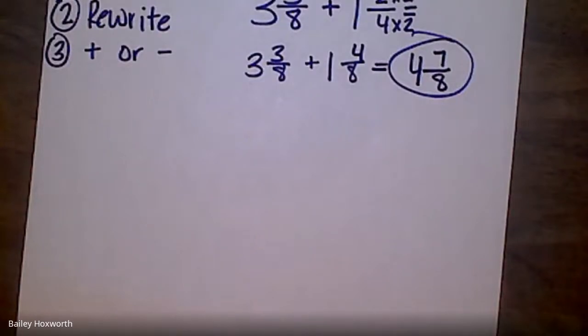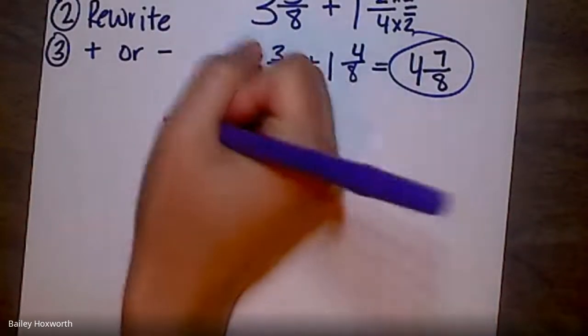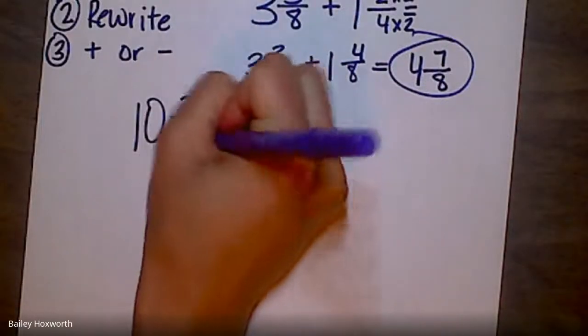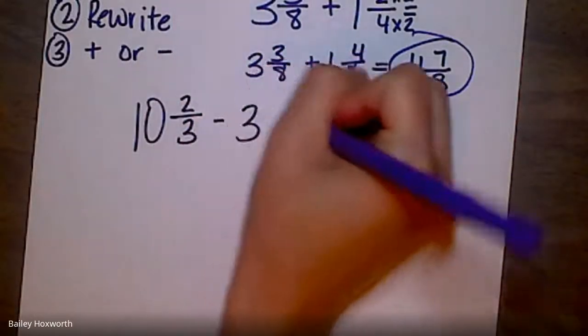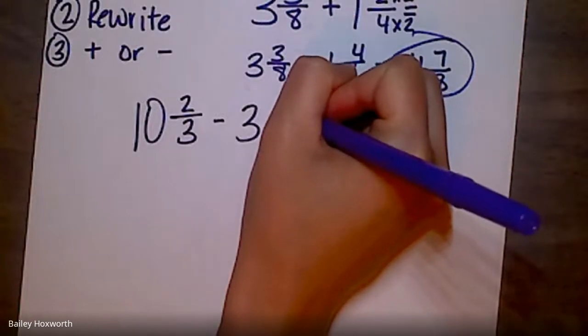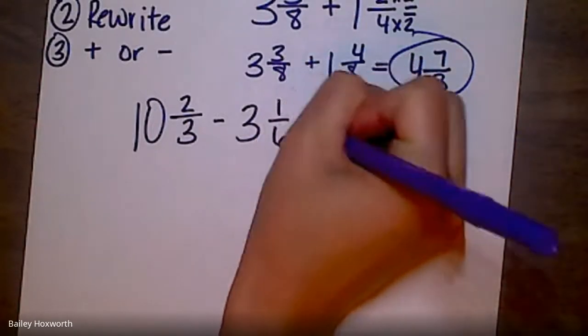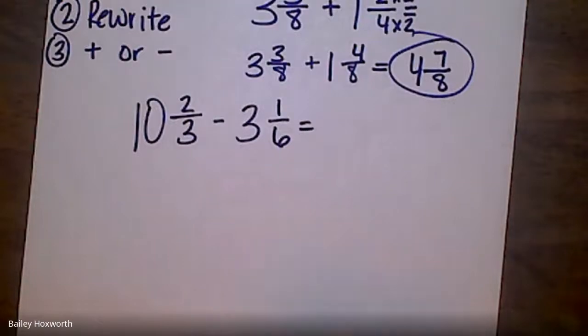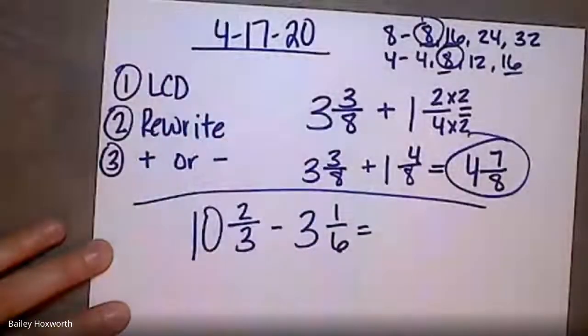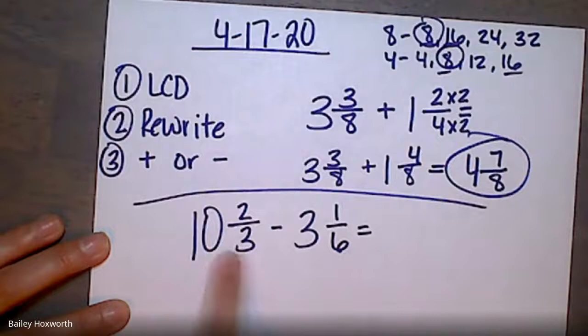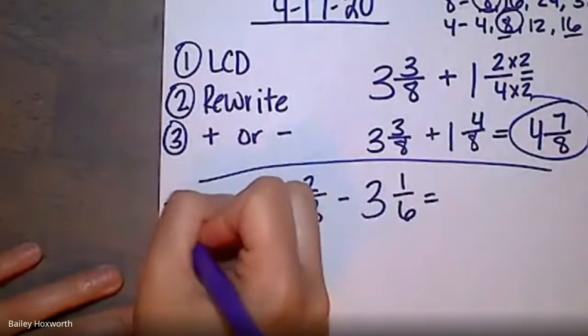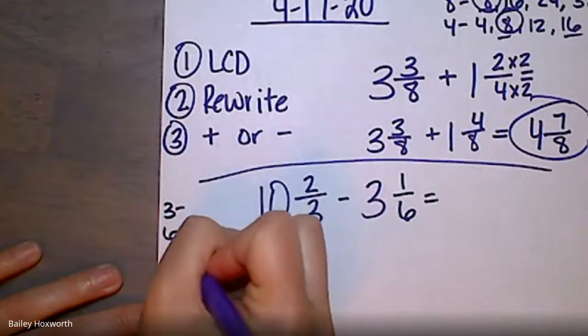Let's do a subtraction one. Let's mix it up. Let's do 10 and 2/3 minus 3 and 1/6. First thing, do I have LCD? No, 3 and 6 are not the same number. So I need to write my multiples for 3 and 6.